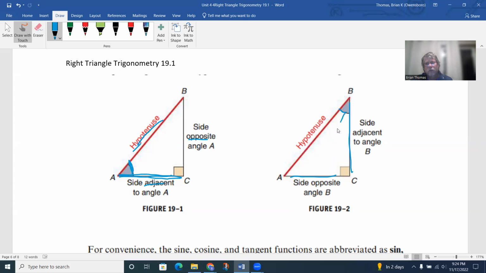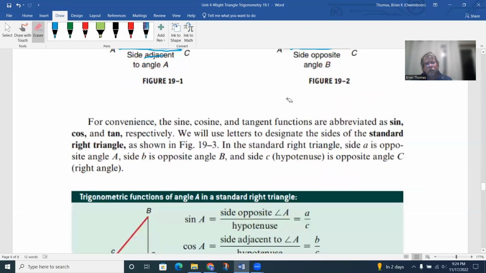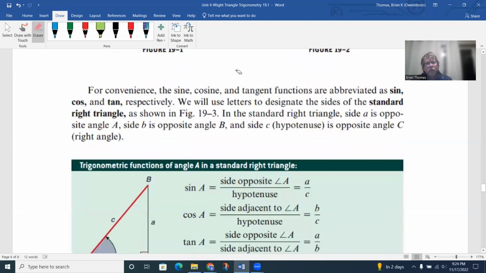Opposite just means you're over here on this other side. Adjacent means you're actually sharing that side with it. So we have adjacent, opposite, and hypotenuse. As we move forward, we'll start to pick up on some other vocabulary. When we get into trigonometry, we have these words sine, cosine, and tangent. These are going to be some special functions, and a lot of times they're abbreviated as SIN for sine, COS for cosine, and TAN for tangent.